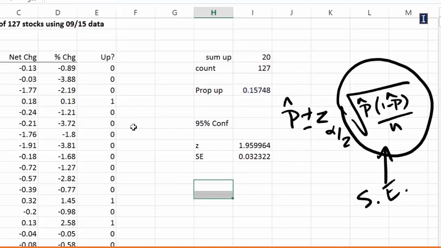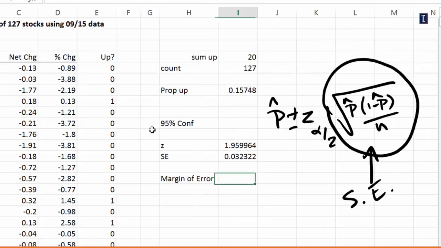So now I can calculate my margin of error. And my margin of error is simply your Z value times your standard error. So now I can highlight the values that I'm going to use. One would be margin of error, and the other one would be my sample proportion. So focus on what I have highlighted.